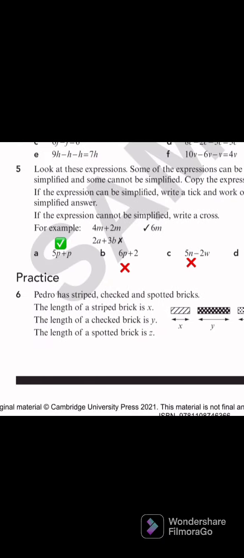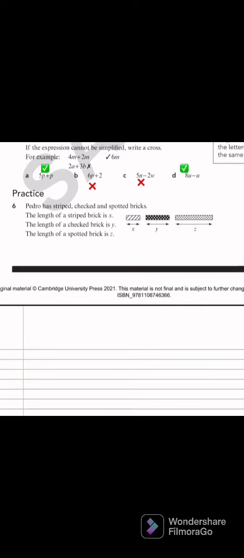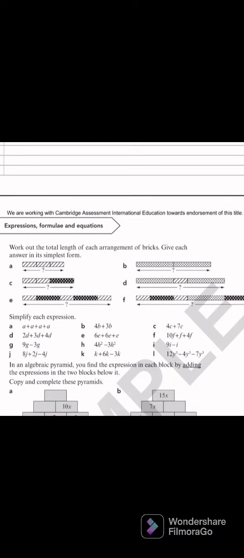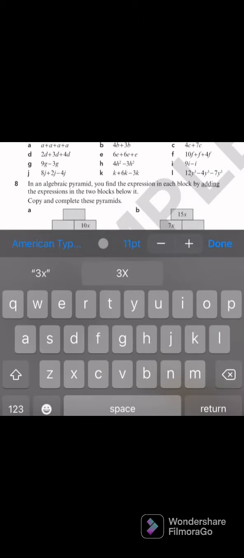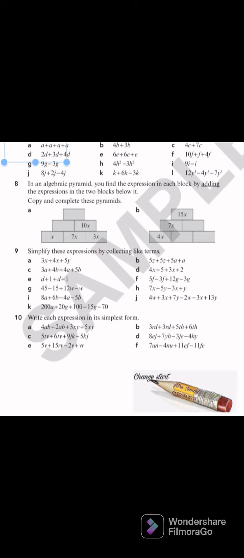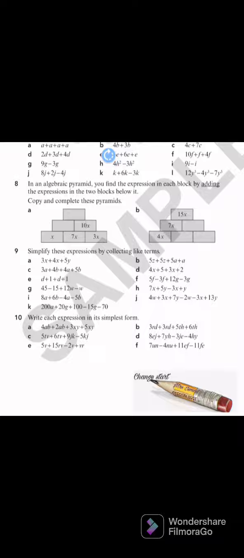Okay. Pedro has striped, checked, and spotted bricks. The length of a striped brick is x, the length of a checked brick is y, the length of a spotted brick is z. Work out the total length. So if we have x, y, and z, the first one will be 3x. Number B, 2 spotted. The spotted is 2z.